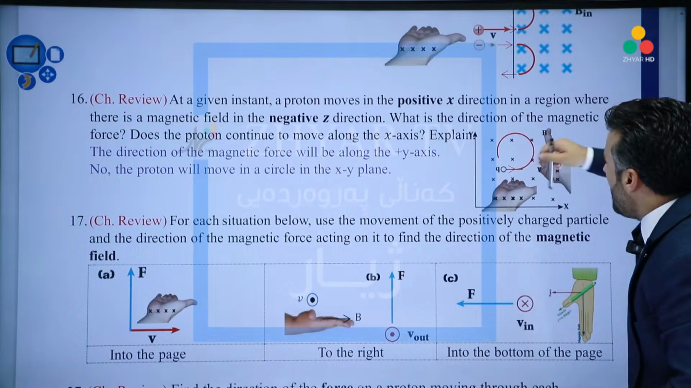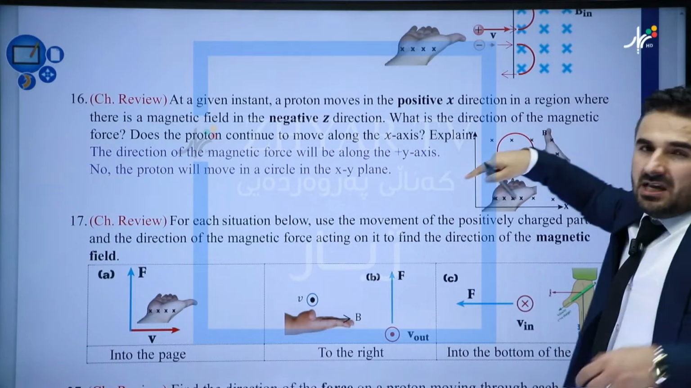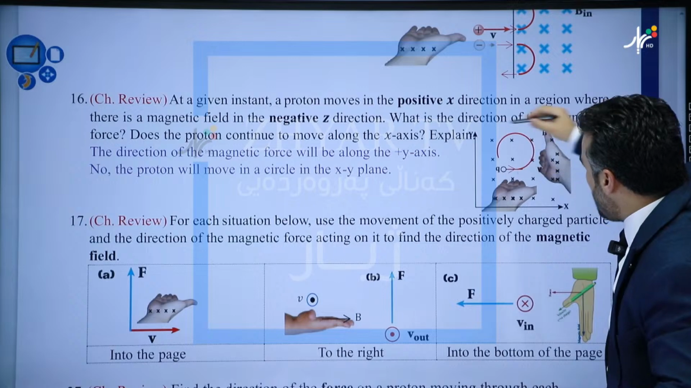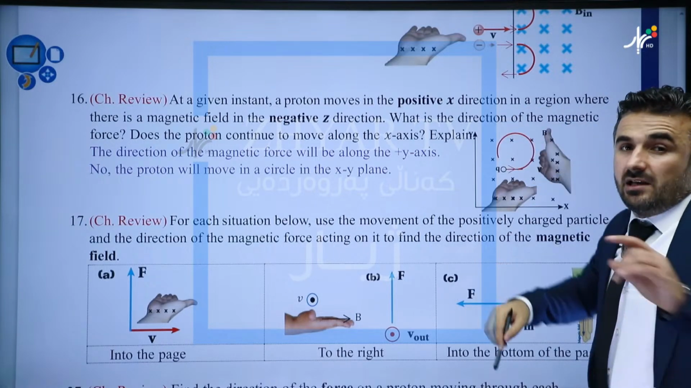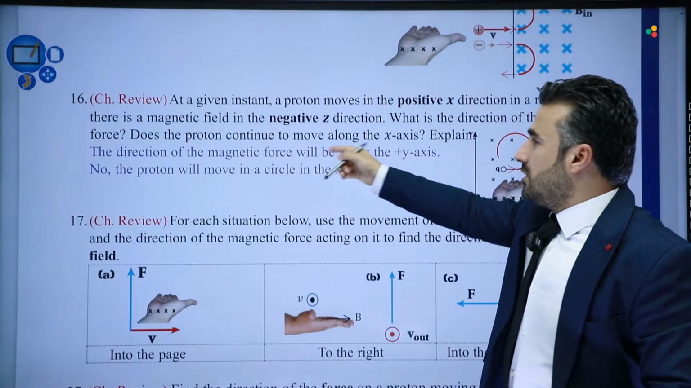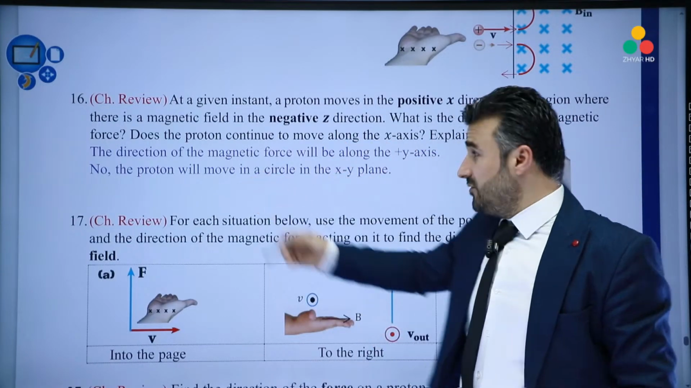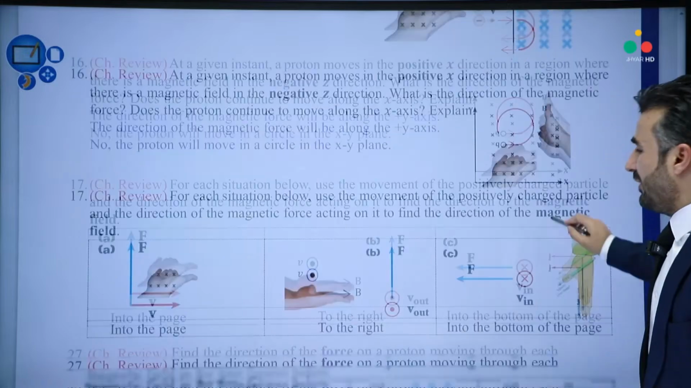So you can see here, at no point is the proton going to move in a straight line. It will always encounter a force which makes it move in a circle. So to answer the second part, does it continue to move along the x-axis? The answer is no, because the proton will move in a circle in the xy plane.